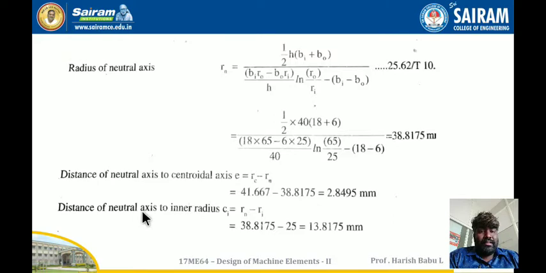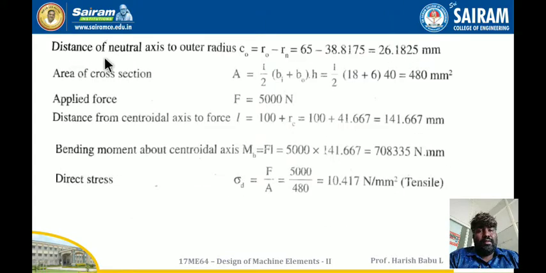The distance of the neutral axis to the inner fiber, Ci, is equal to Rn minus Ri. I'm going to get 13.8175 mm. Similarly, the distance of the neutral axis to the outer fiber, Co, will be equal to Ro minus Rn. I'm going to get 26.1825 mm. The area of cross section A is equal to 1 by 2 times (Bi plus Bo) into h. That is the area of a trapezoid. I'm going to get 480 mm square.